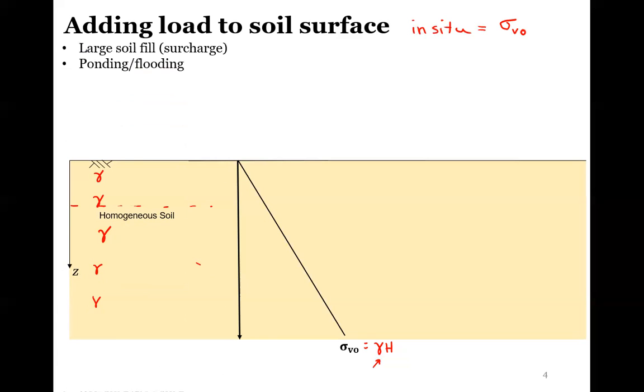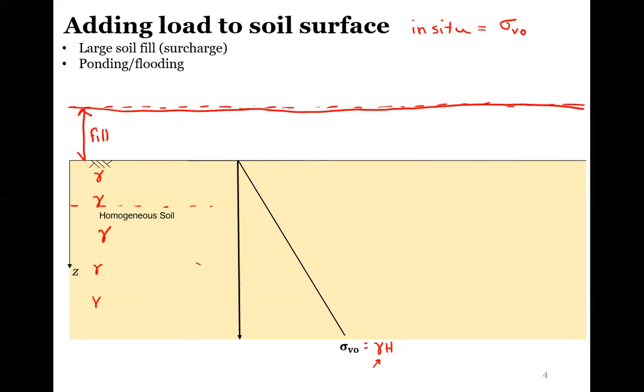So what would happen if we add a large soil fill or a surcharge or ponding or flooding? Let's just say we come in and we add a massive amount of soil here, an extra layer that is across the whole project site, or what we would just call an infinite amount. And this has a unit weight as something like this.